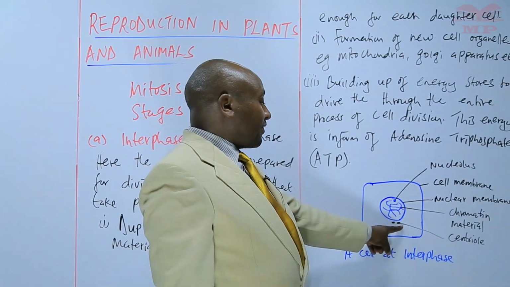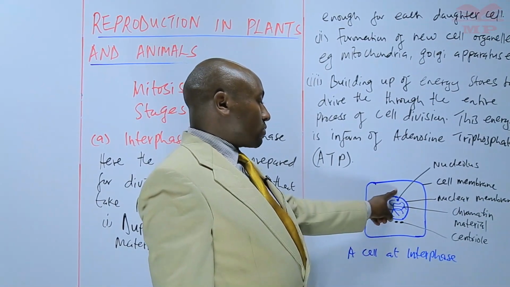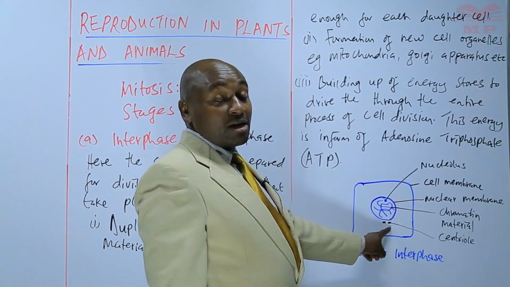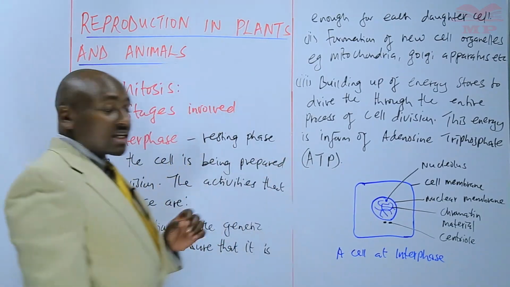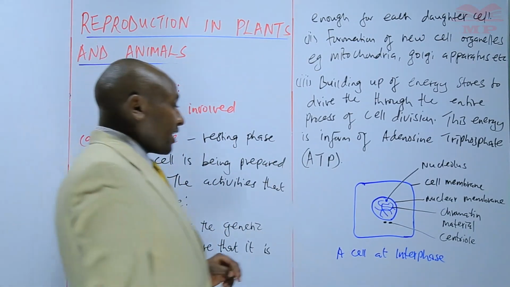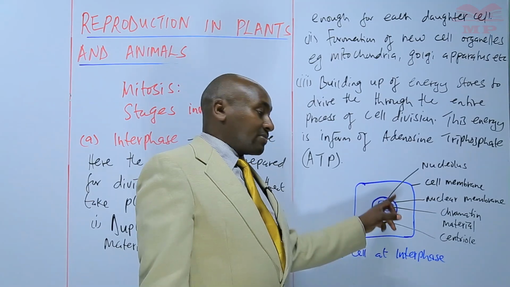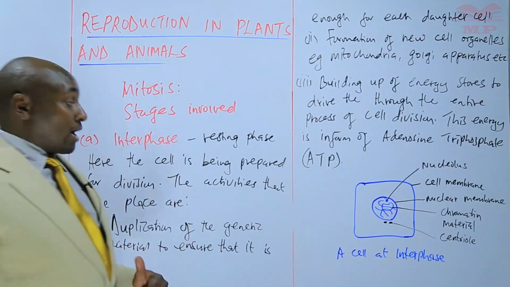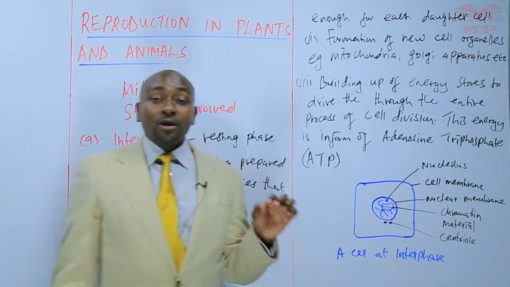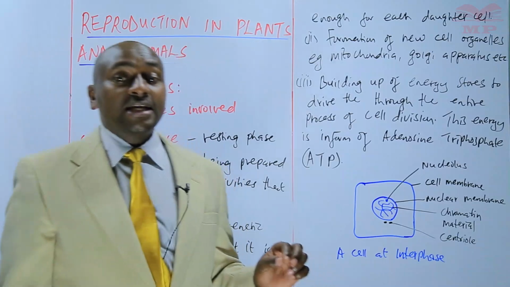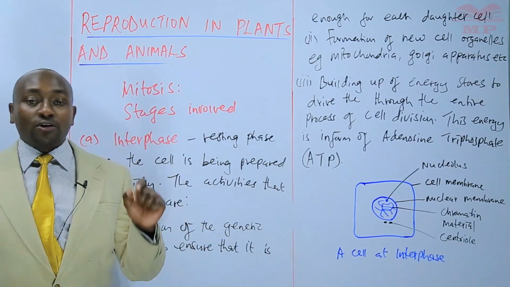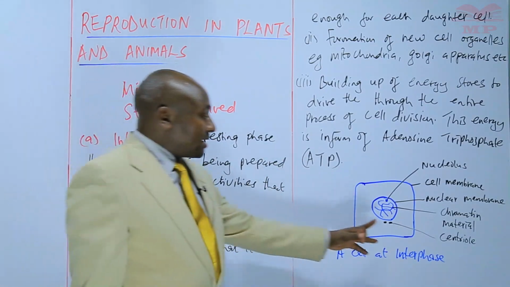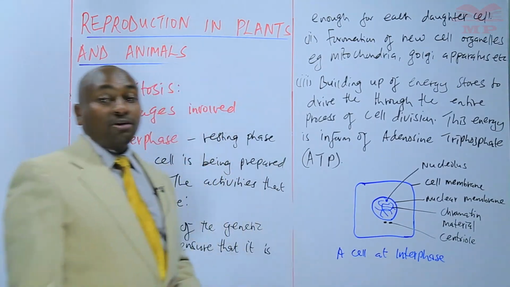So the centrioles migrate to the opposite poles, so that some of the centrioles go to this side of the nucleus and the others remain on the other side. And when those centrioles migrate to the opposite poles, they start forming the spindle fibers. In Form 1, you learned that one of the functions of the centrioles is the formation of spindle fibers during cell division. So now we are there. So they migrate to the opposite poles and start forming the spindle fibers.